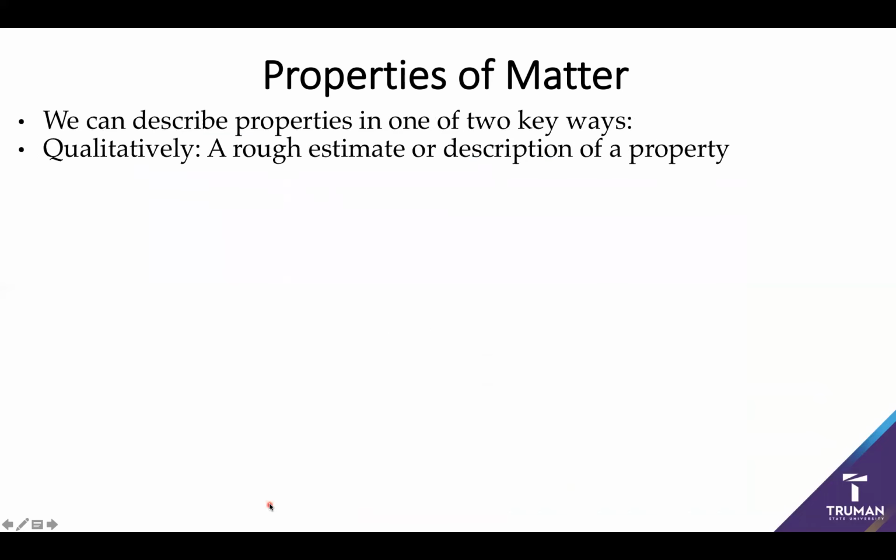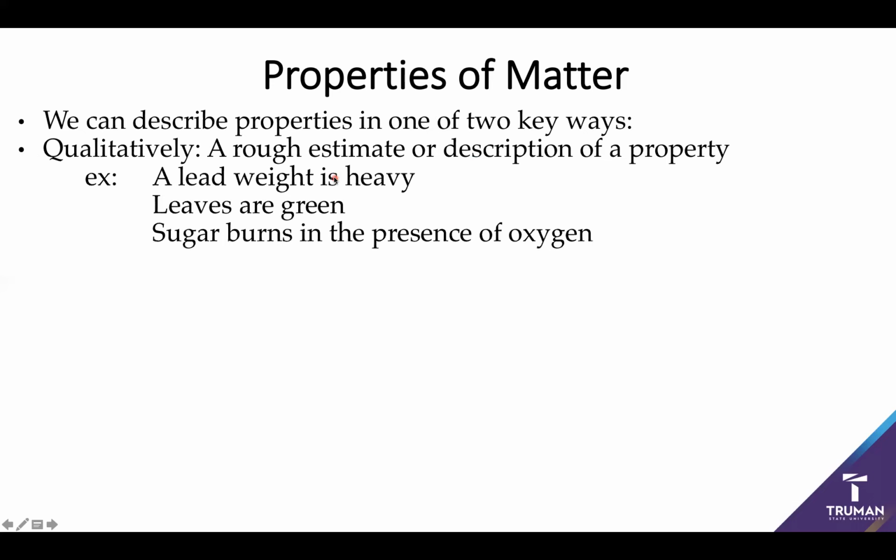However, when we're talking about these properties, we can subdivide how we talk about these properties into two key ways. And we're going to be using both quite a bit. The first is a qualitative description. So this is essentially a rough estimate of a property. This can go anywhere from something like a lead weight is heavy, leaves are green, and sugar burns in the presence of oxygen.